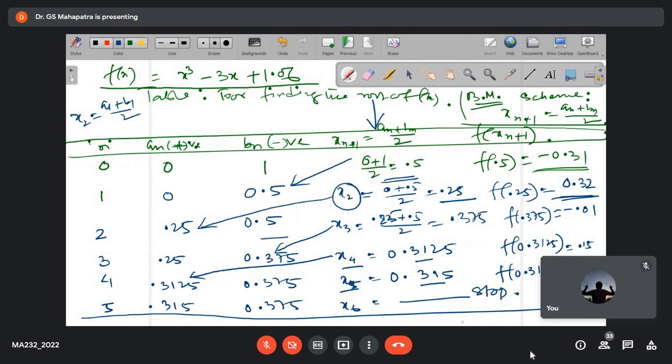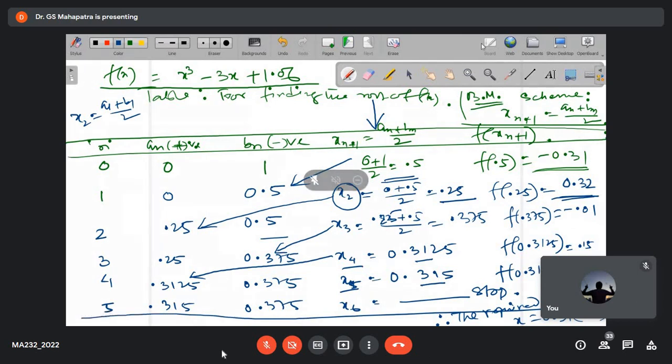Okay. And we can say that the required root is x equals to 0.31, correct up to 2 decimal places. Okay. So it is not the exact solution. It is a solution correct up to 2 decimal places only. Okay. So this is the procedure, 2 decimal places solution. x equals to 0.31. Okay. Anyone having any doubt?